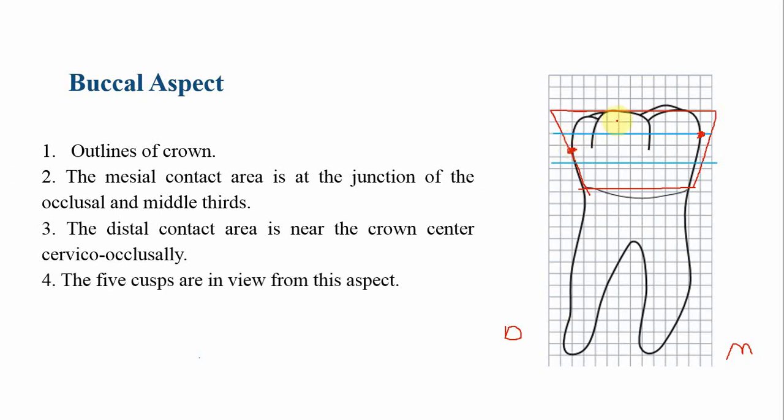From this aspect, 5 cusps can be seen. All 5 cusps of the mandibular first molar are in view. These are the mesiobuccal, the distobuccal, the distal, the mesiolingual, and the distolingual.